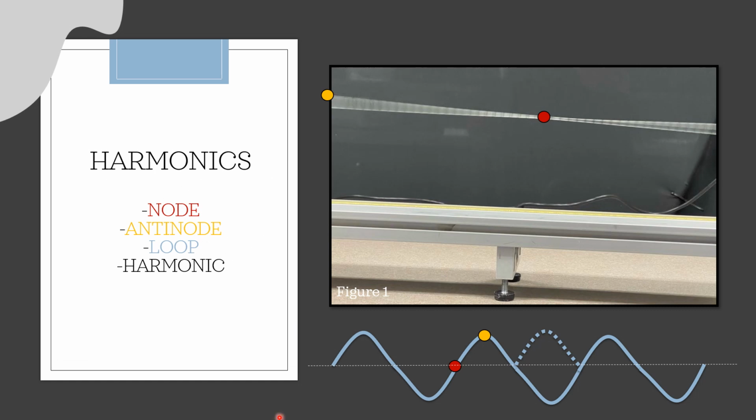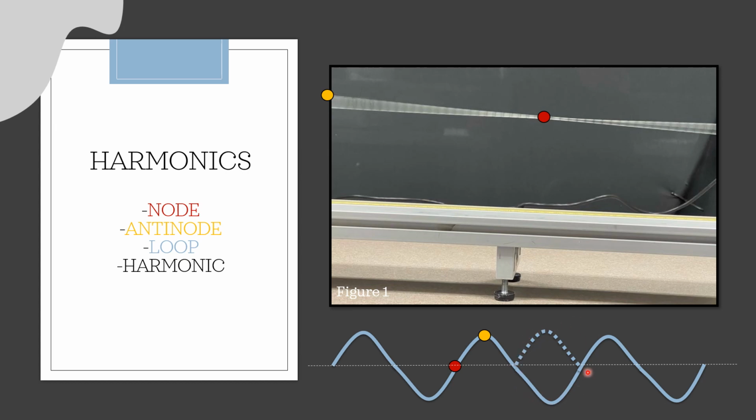In order to fully understand the physics behind this investigation, we have to discuss what harmonics are. In relation to this investigation, a node is a point where there's destructive interference in a wave. That is a point where the wave cancels out when it bounces back to the original wave. That is signified by the red dot. The opposite of that is an antinode, which is a point in which constructive interference happens and the wave becomes maximally amplified.